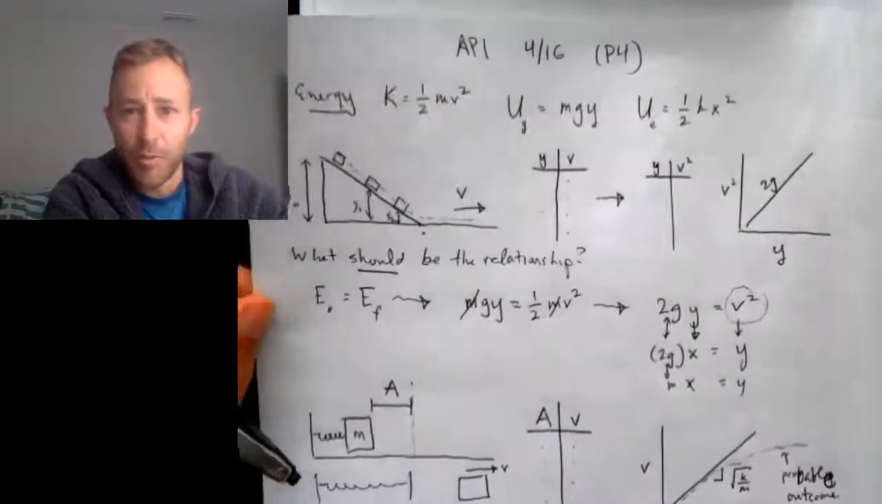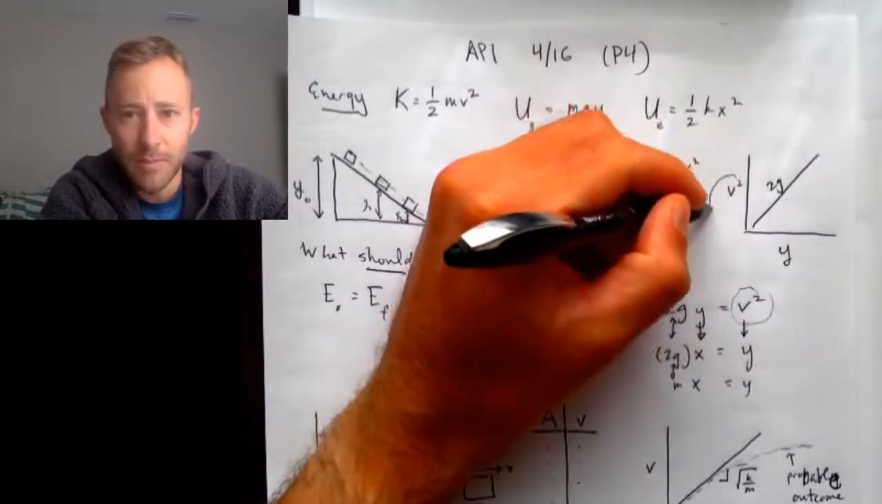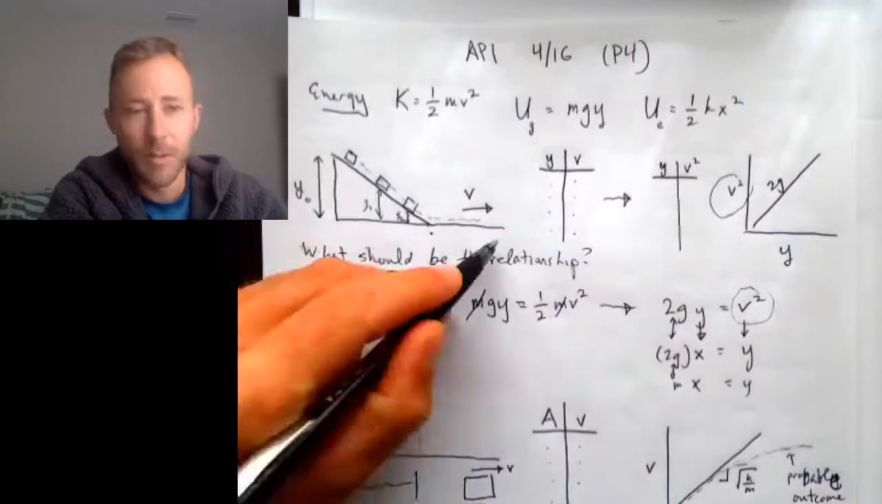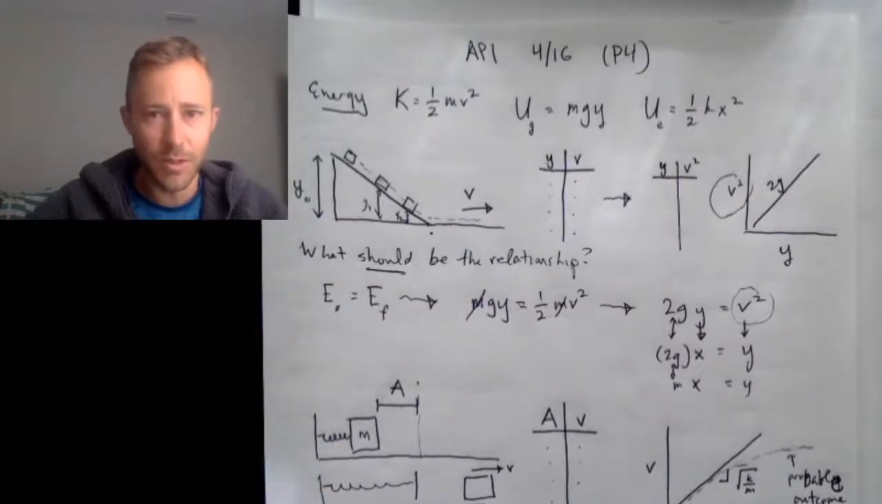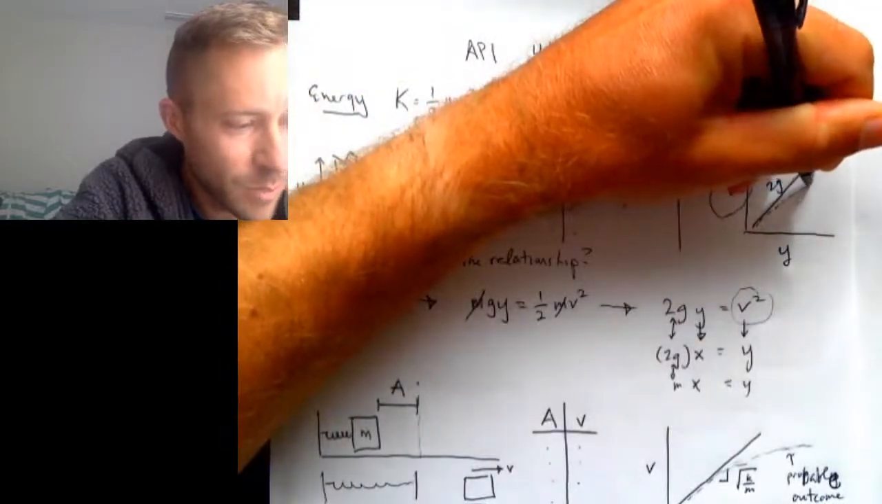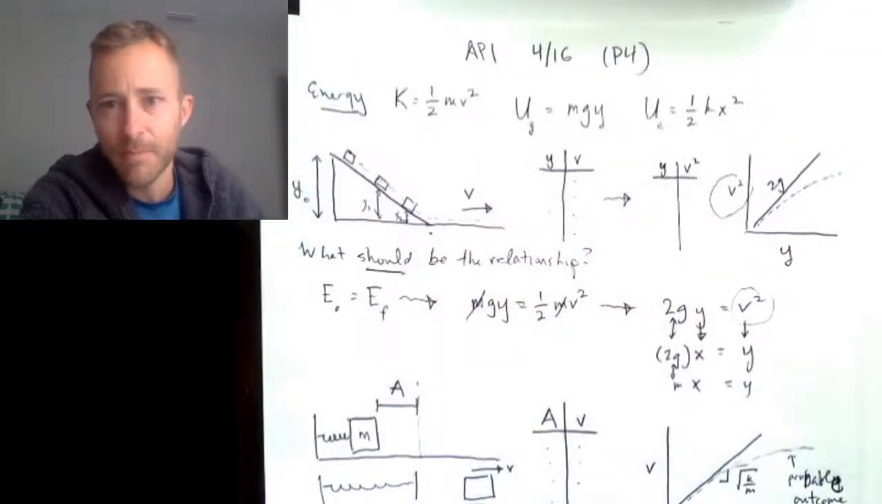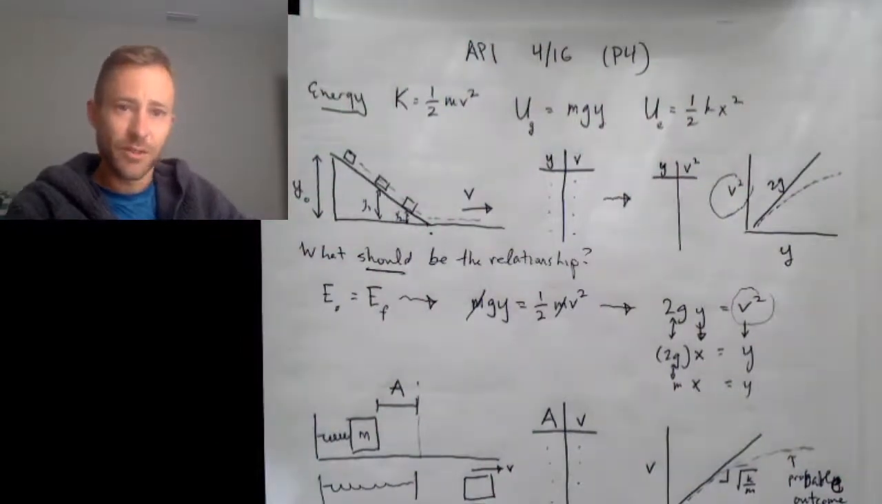And in fact, I would probably expect the same thing in this graph as well. The speed, when it gets to the bottom, is going to be lower than what we might expect because of the presence of friction. It's impossible to completely get rid of friction. So I would expect that the actual data will curve below this line. It'll have a slope of less than 20.